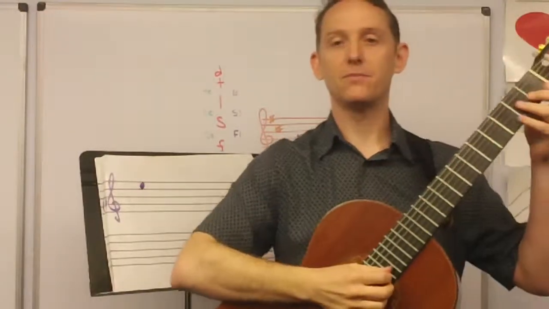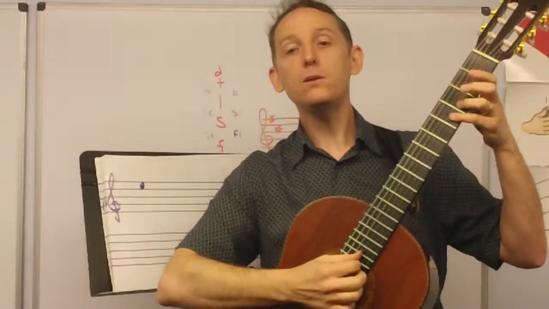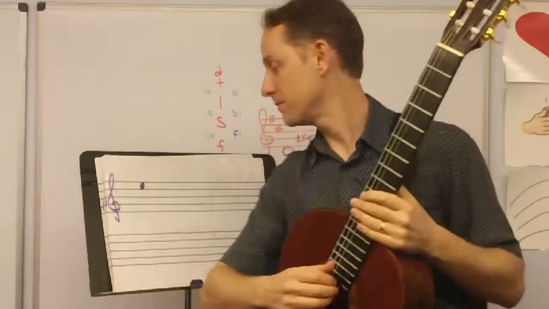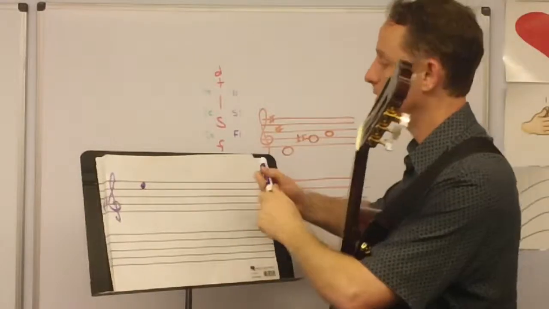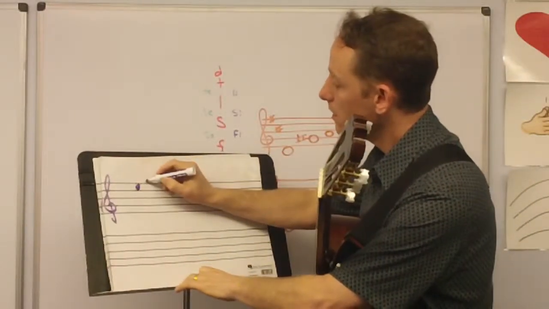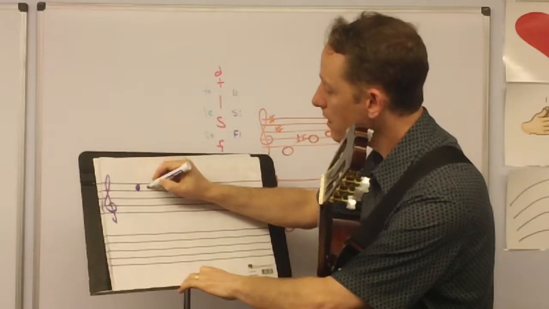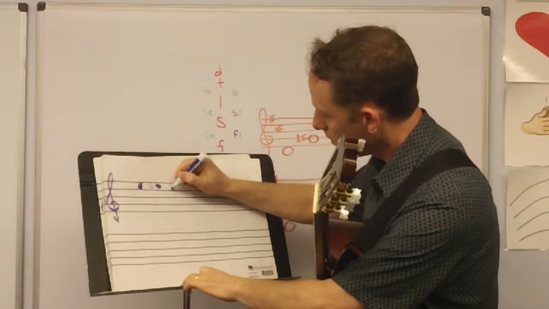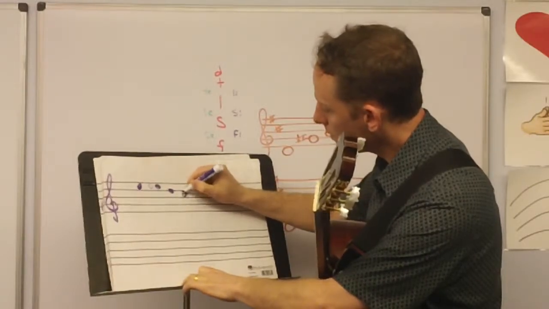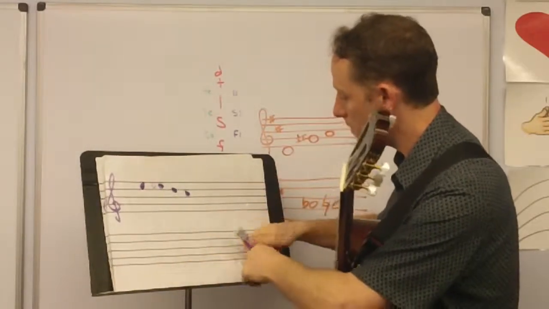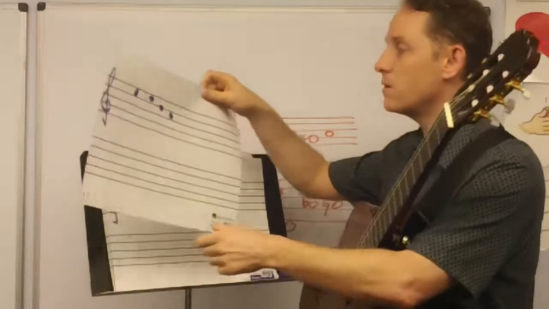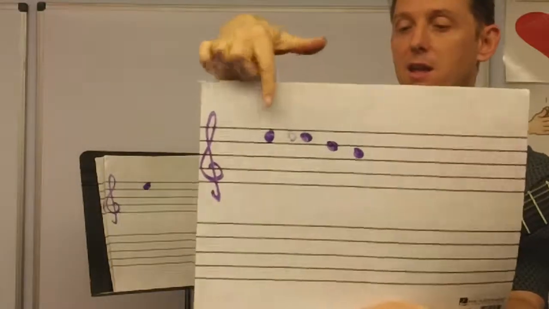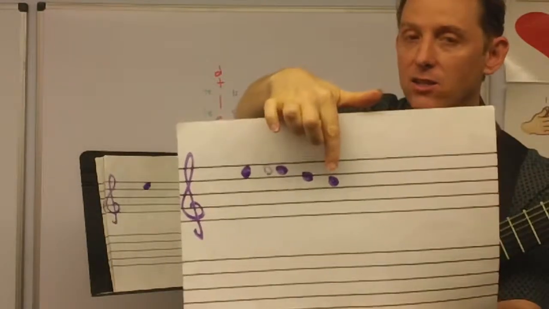Here's your next one. Loo, loo, loo, loo. Pause and write. And here's your answer. Mi, me, re, do. So notice that mi flat is leading to re. Mi, me, re, do.